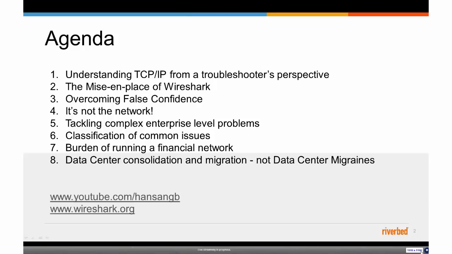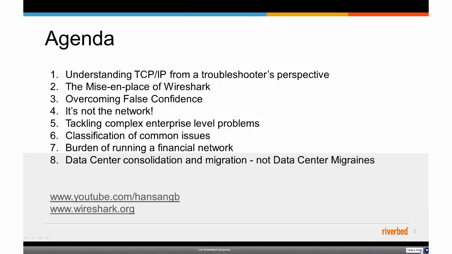Number 4, a little cheeky. I'm sure a lot of you network infrastructure folks out there have uttered this phrase many, many times: it's not the network. But how do you prove it, so that you can go on to finding the real root cause? And that's what number 4 is about. It's not deflecting blame or throwing it over the fence. It's about getting to the real root cause, but you still need to have mean time to innocence.